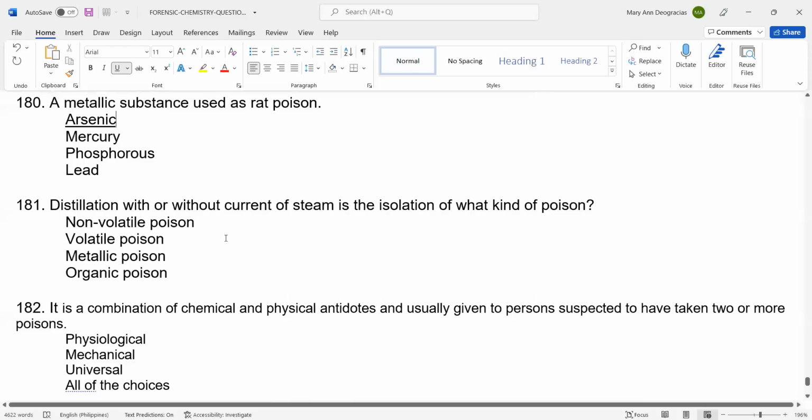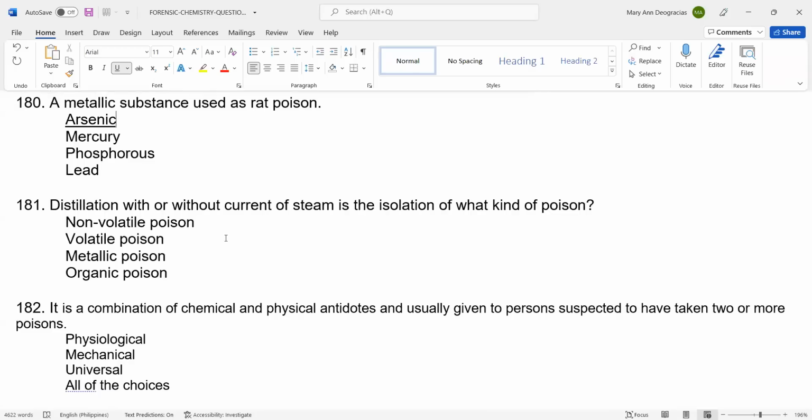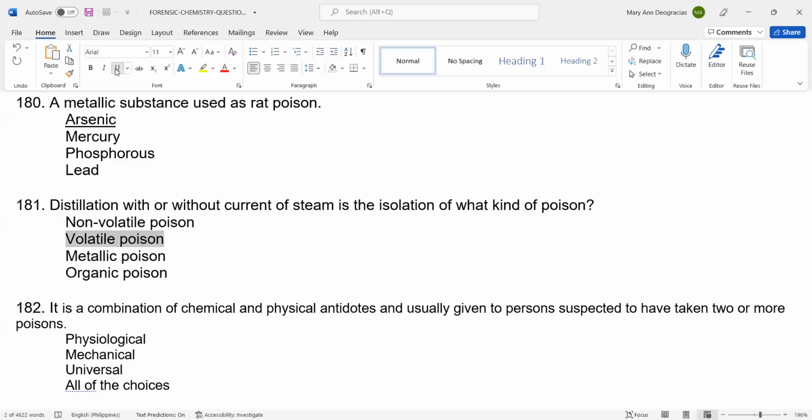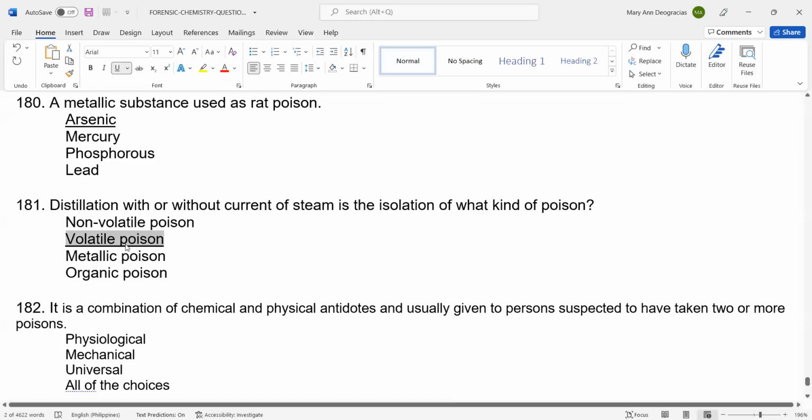Distillation with or without current of steam is the isolation of what kind of poison? So, for example, if the poison is from the internal organs, the forensic examiner will separate this kind of poison. If it is through the distillation process, it is volatile because it easily evaporates. So basically, for poisons that evaporate easily, we can use the distillation setup in separating them.